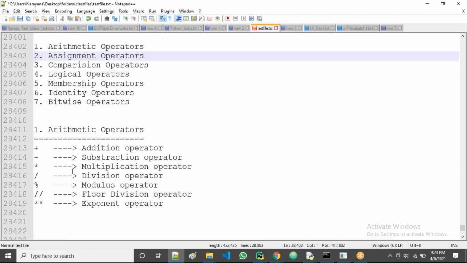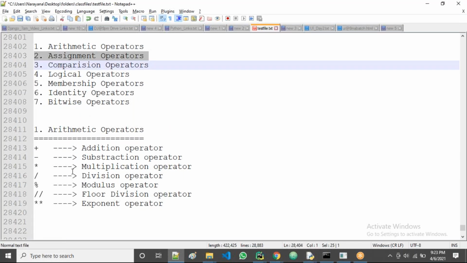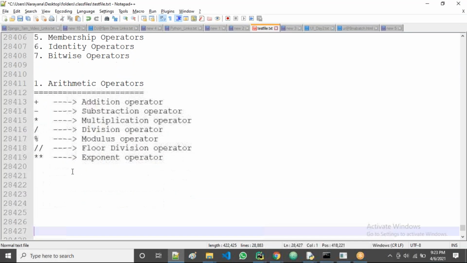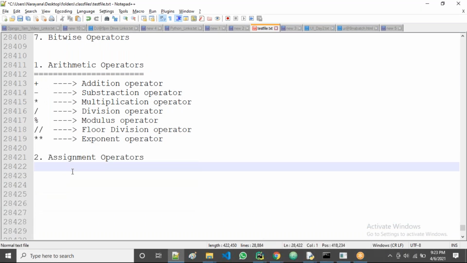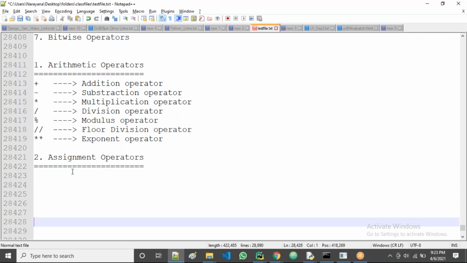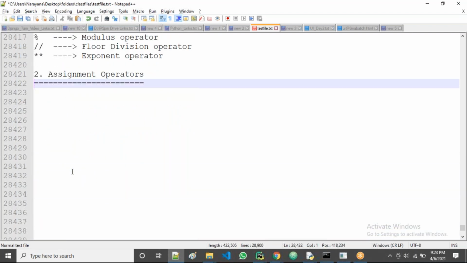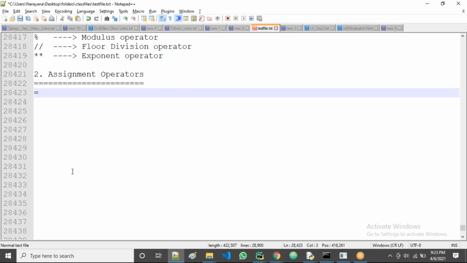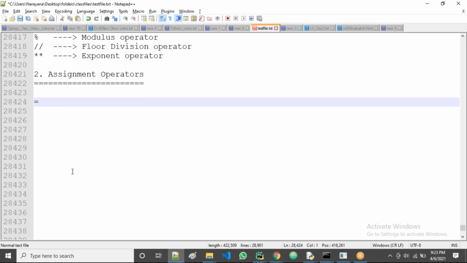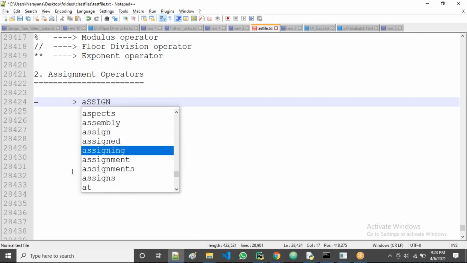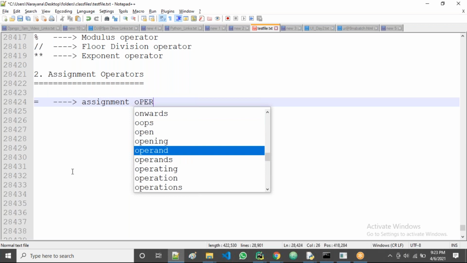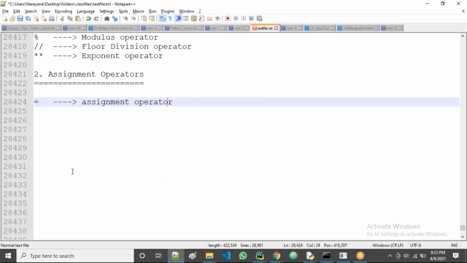Next one, assignment operators, guys. Let us see assignment operators now. All of you observe here. The assignment operator, which one, guys? Equal, right? If you take single equal, then this is which one? Assignment operator, guys.